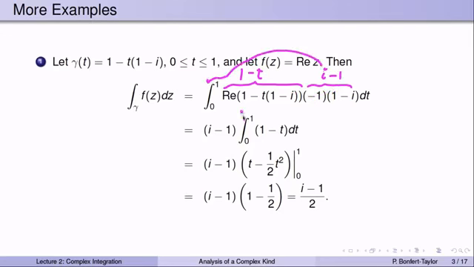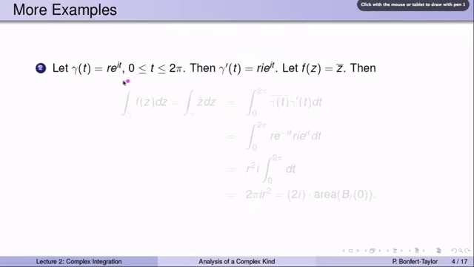So here's the i minus 1, and then the integral of 1 minus t dt. And the antiderivative of 1 minus t is t minus 1 half t squared. We evaluate that from 0 to 1. So in the end, we get i minus 1 times 1 minus 1 half times 1 squared. That's the integral evaluated at the upper bound. And if you evaluate it at the lower bound, we get a 0. So altogether, 1 minus 1 half is 1 half. The value of the integral is i minus 1 over 2.